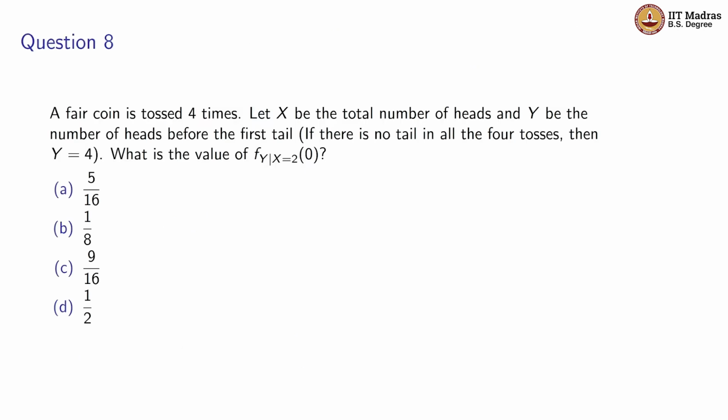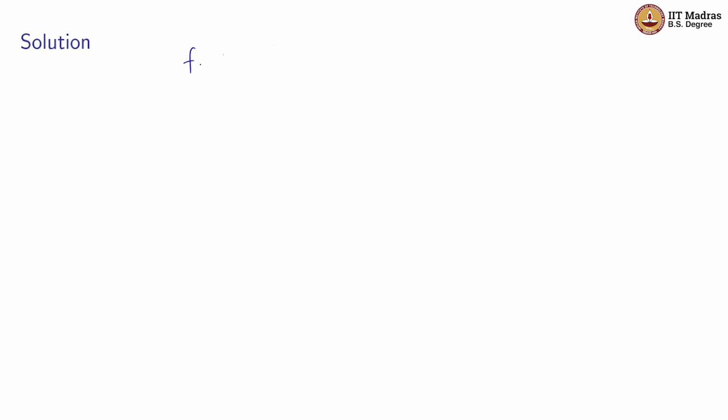Now moving on, question number 8. In question number 8, a fair coin is tossed 4 times. Let x be the total number of heads and y be the number of heads before the first tail. So we have to find the conditional probability that y is equal to 0 given x is equal to 2. Using the definition, conditional is equal to joint by marginal, this will be equal to joint probability that x is equal to 2 and y is equal to 0 divided by marginal x is equal to 2.